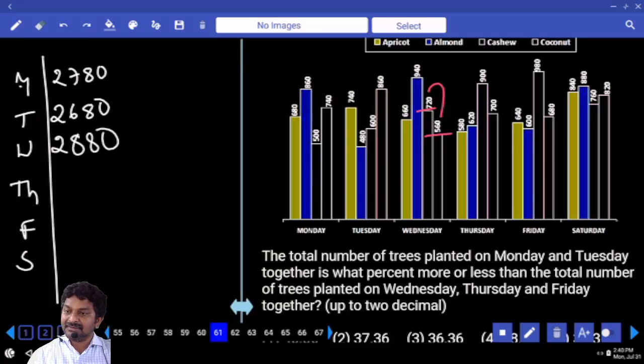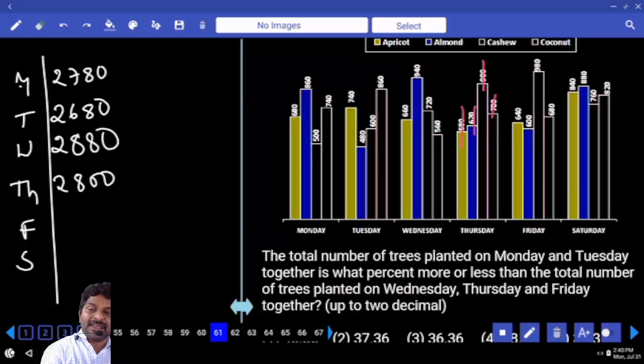2880. Next. Even 580, 620. 1200. 1200, 900. 2100 plus 700, 2800. Friday. Now even here also, so we can't get direct round figures, right?